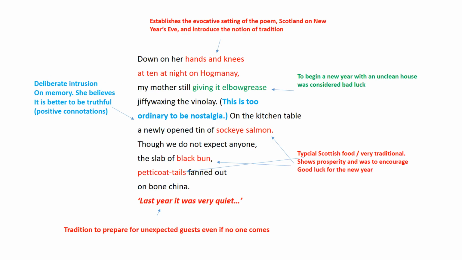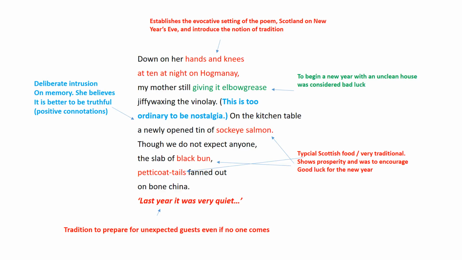Down on her hands and knees at ten to midnight on Hogmanay, my mother still giving it elbow grease, jiffy waxing the vinyl lay. This is too ordinary to be nostalgia. On the kitchen table, a newly opened tin of sockeye salmon, though we do not expect anyone. The slab of black bun, petticoat tails fanned out on bone china. Last year it was very quiet.